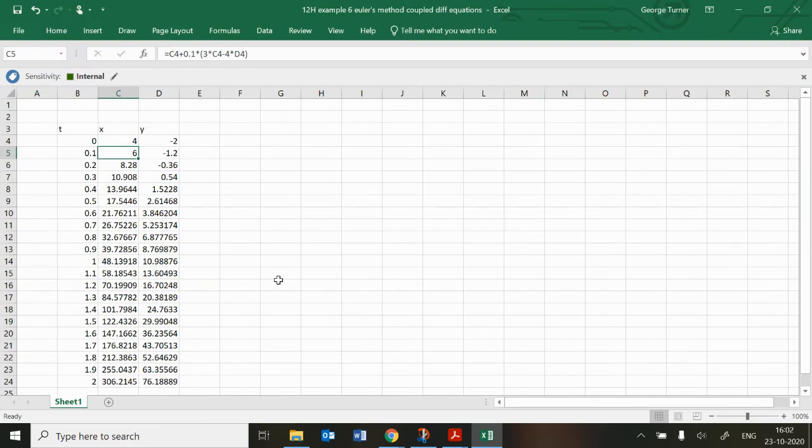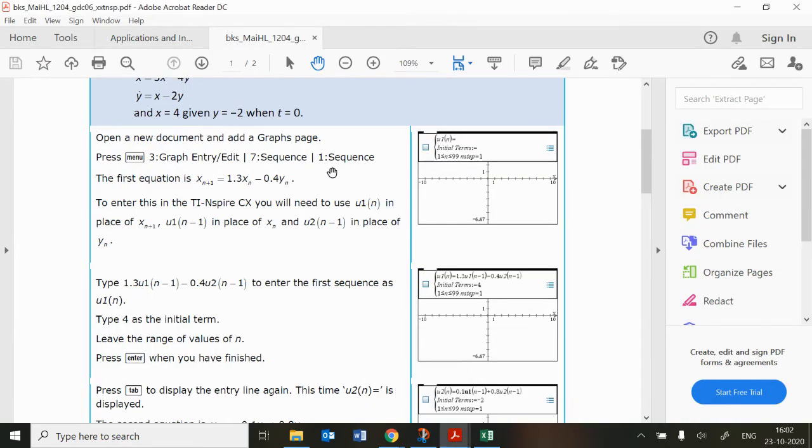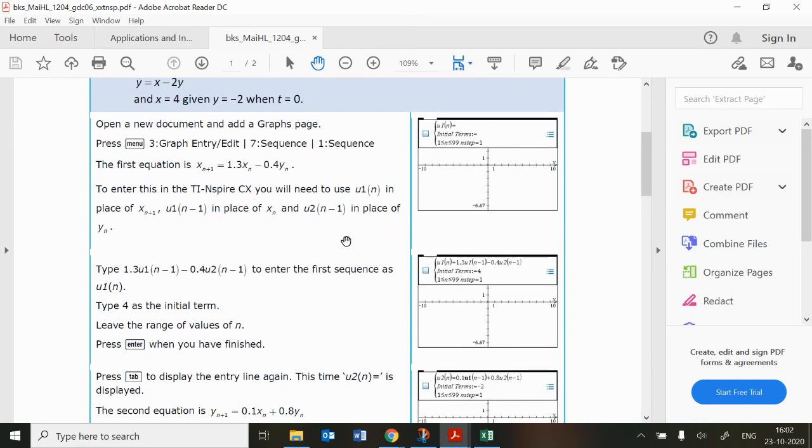But they're putting in X first. So you can see what they're doing. I'll just go through this slowly here so you can pause the video if you need to. So they're putting in this formula to start off with. They're saying, well, let's put it in as U1. That's the option that the TI Inspire will give you. And then U1 is just the first sequence. And then you're going to set it up like this.